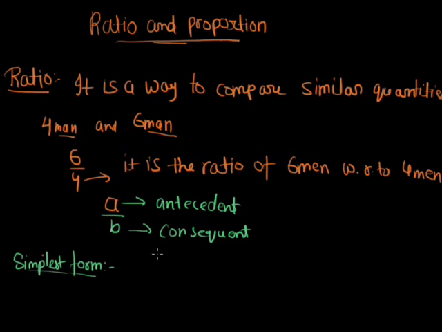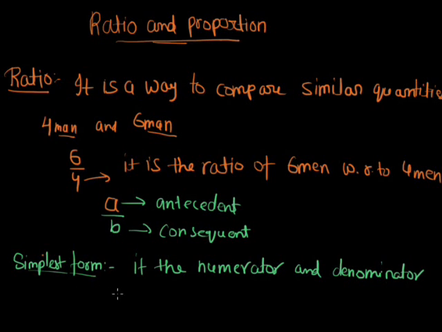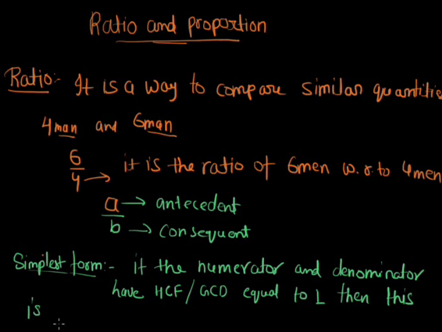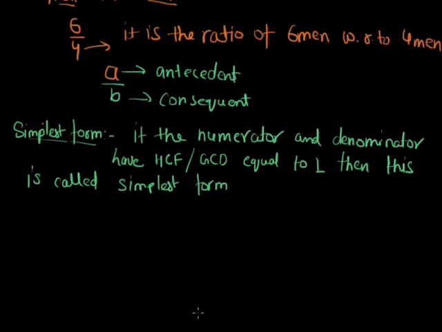Okay, now what is simplest form? If the numerator and denominator have HCF, or we can say GCD, equal to 1, then this is called simplest form. So we'll convert any ratio into the simplest form. Now let's do some examples.